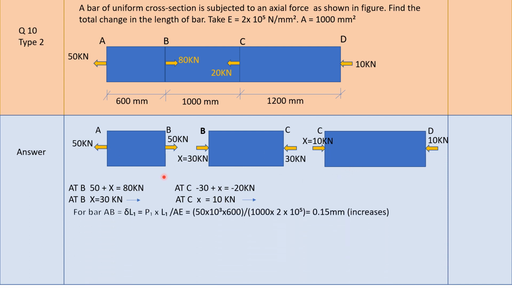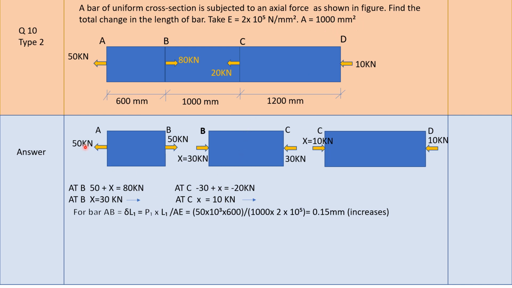Now let us calculate the elongation. What we want to find out is the total change in the length of the bar. So let us first calculate for the bar AB, the extension delta L1. Change in length of bar AB, delta L1 is equal to P1 into L1 divided by AE. Now here P is not common. P for each figure is different. So for AB, I am calling it P1, length L1. A and E are common. E is this and A is 1000.